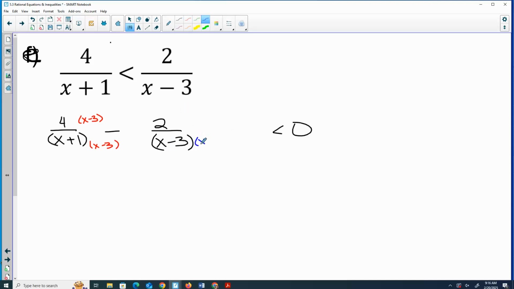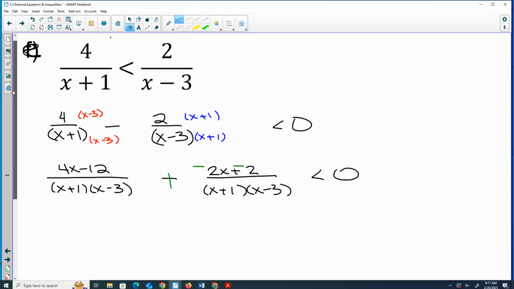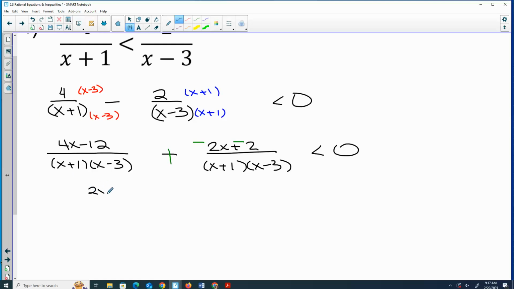To look like the other one, it needs x plus 1. So we have 4x minus 12 over x plus 1, x minus 3, minus 2x plus 2 over x plus 1, x minus 3. I distribute my negative. 4x minus 2x gives me 2x. Negative 12 minus 2 is negative 14. Over x plus 1, x minus 3. So we had to get a single fraction on one side, 0 on the other.